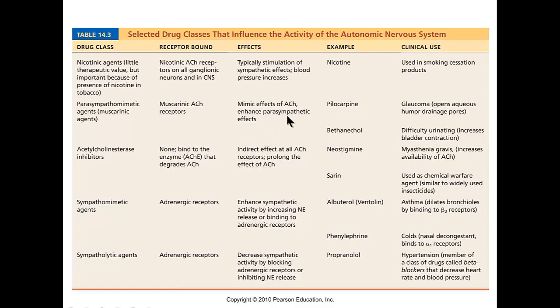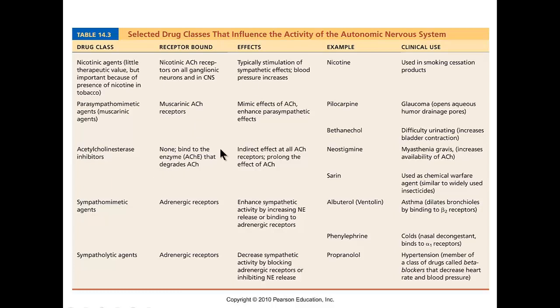So I'll give you the medicine, tell you what it does, and you have to decide, is that parasympathetic or sympathetic? And if it's parasympathetic, the choice is muscarinic receptors, right? And if it's sympathetic, your choice is one of these. And I said you only had to know three: beta 1, beta 2, and alpha 1. Parasympathetic, it's only going to be muscarinic.